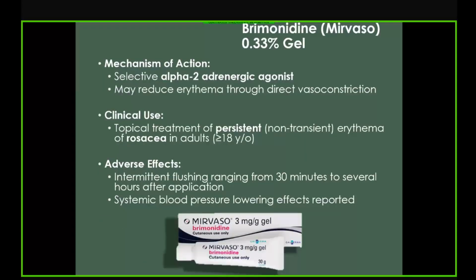Looking at your Mavaso, remember this one is the one that we said was last line, an alpha-2 adrenergic agonist, selective, and then you see that we decrease that redness because we have vasoconstriction. So again, this one, last time I checked, had a prior auth and a medical necessity form that you would have had to fill out. Last line for that persistent redness that they are experiencing.